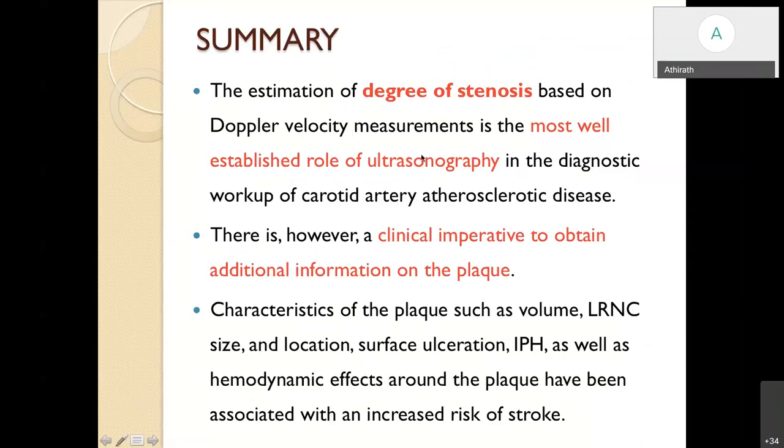So I would like to summarize this topic by saying that estimation of degree of stenosis based on Doppler velocity measurements is currently the most well-established role of ultrasonography in the diagnostic workup of carotid atherosclerotic disease. But along with the degree of stenosis, we also need additional information on the plaque, because there are certain characteristics of the plaque, such as volume of the plaque, lipid-rich necrotic core size and location, surface ulceration, and intraplaque hemorrhage, which have hemodynamic effects around the plaque and are associated with an increased risk of stroke.